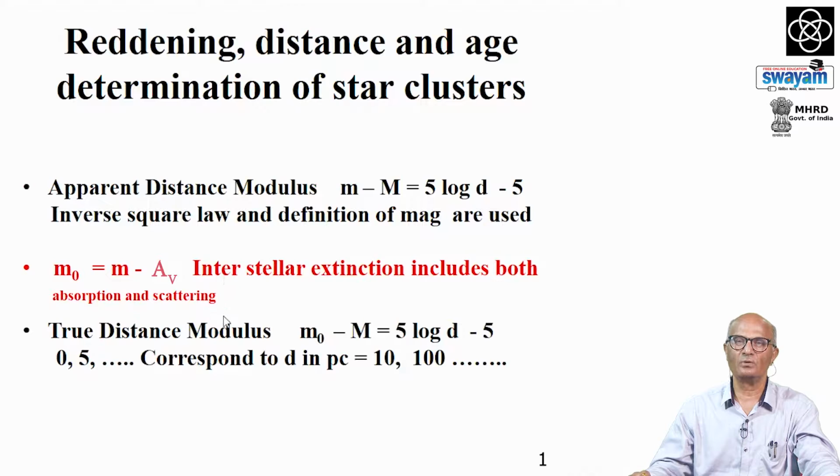So, from this combination, we can derive the actual distance from the true distance modulus. The difference between apparent and true distance modulus is that in the case of true distance modulus, the effect due to interstellar extinction has been taken care of. And from this equation we can see that if the true distance modulus is 0, 5 and so on, this corresponds to a distance of the object in units of parsec equal to 10, 100 and so on.